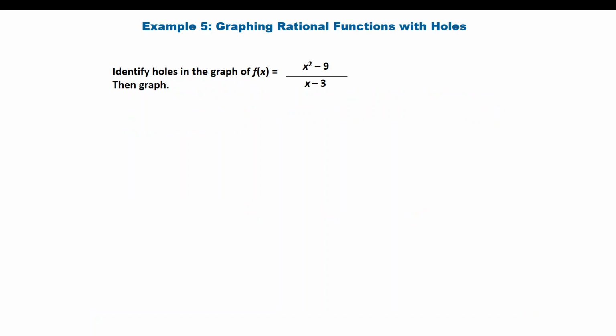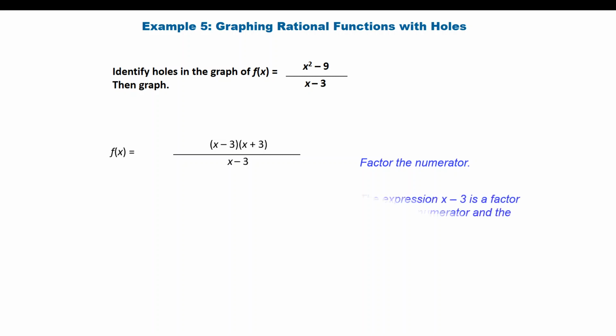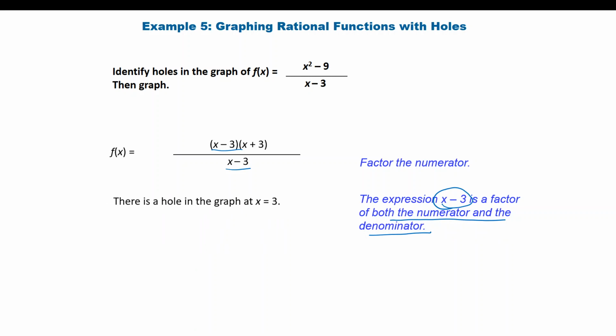Okay, so we need to identify the holes in the graph. So the first thing we need to do is factor out the numerator. The denominator is already taken care of. I notice that x squared minus 9 is the difference of perfect squares. So x minus 3, x plus 3. So the expression x minus 3 is a factor of both the numerator and the denominator. All right? So that tells us that there is a hole in the graph at x equals 3.